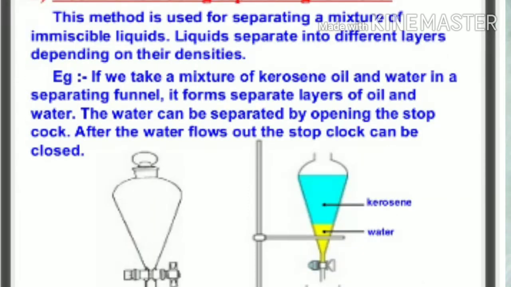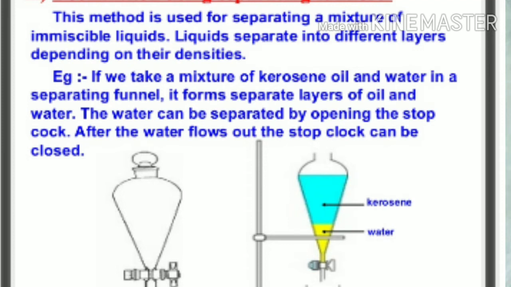Now the next technique is called decantation using a separating funnel. This method is used for separating a mixture of immiscible liquids which don't mix together. So liquids separate into different layers depending on their densities, we know very well. Example, if we take kerosene and water in a separating funnel, which don't mix together, they form separate layers of oil and water.